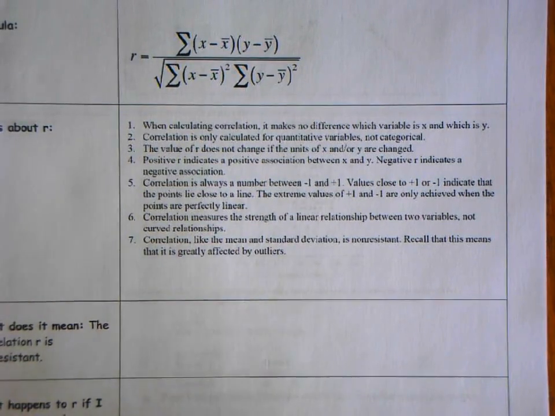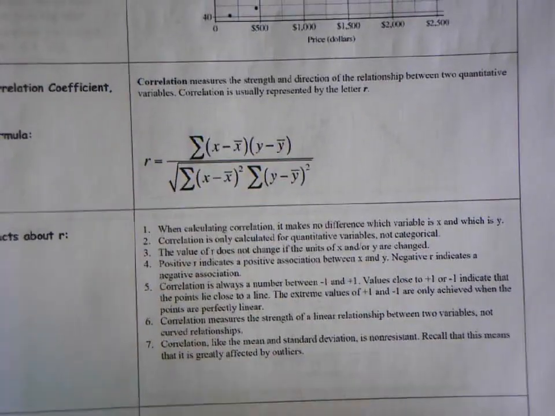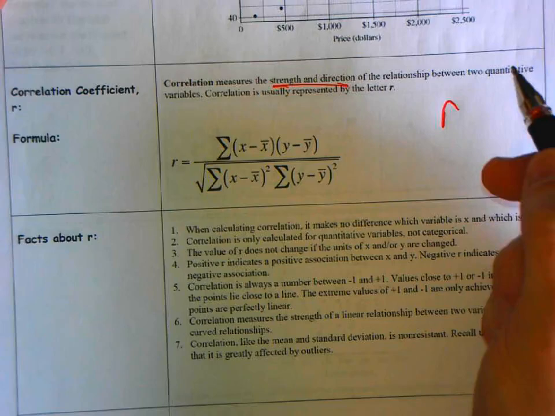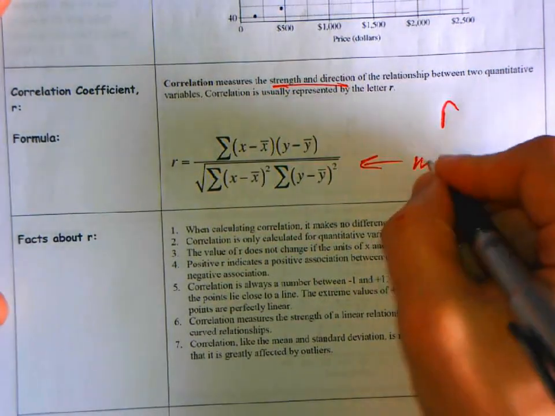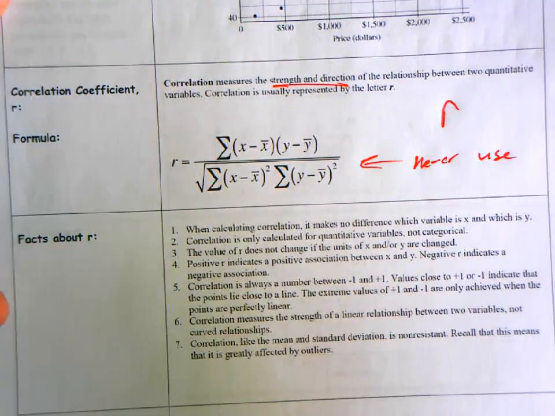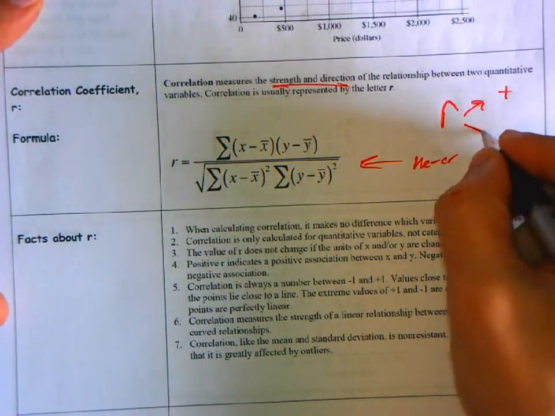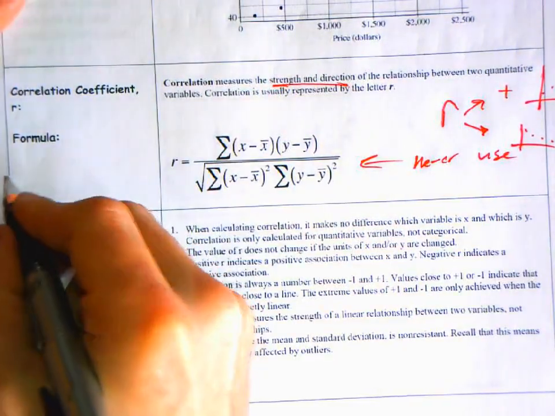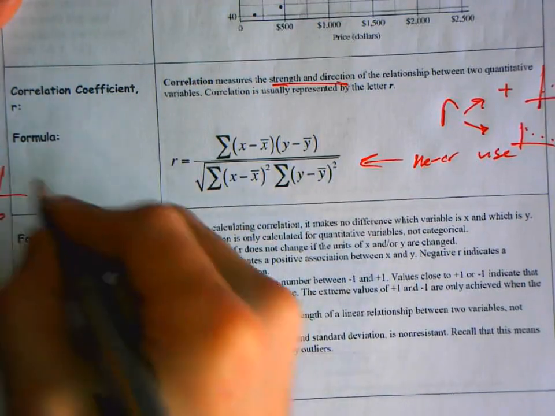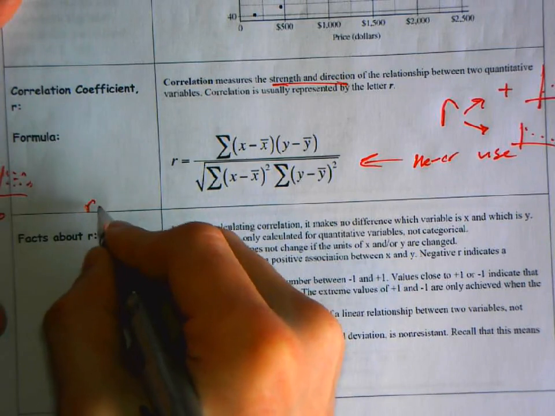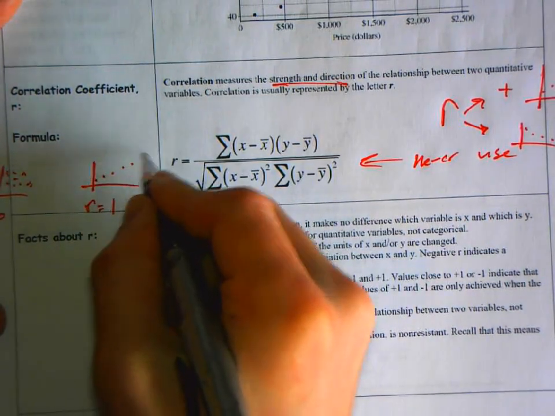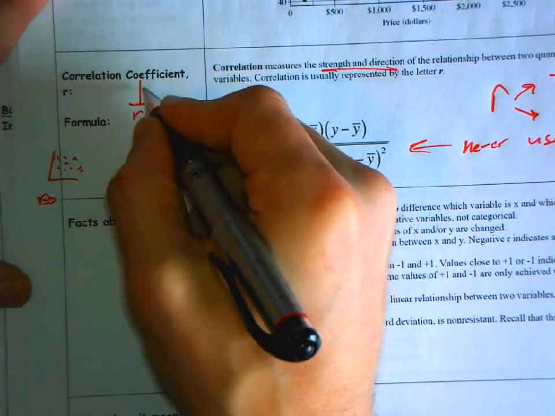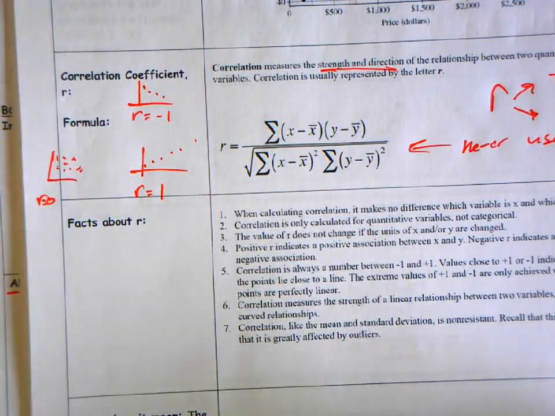Correlation coefficient R. What is correlation? Correlation, talked about this already. It's R. Is the strength and direction of a relationship between two quantitative variables. Here you got a formula that you will never use. Again, R can be positive. R can be negative. Positive R looks like that. Negative R looks like that. If your R is 0, what's that data look like? It's all over the place. If your R is 1, what does that look like? Perfectly positive. What about R negative 1? Perfectly negative.